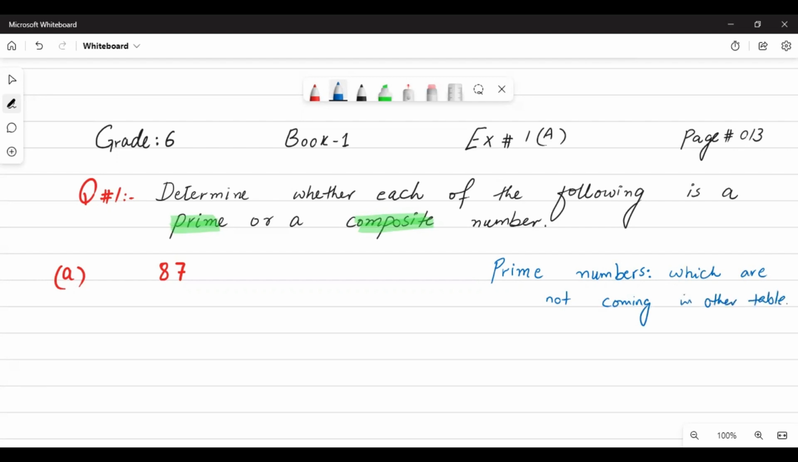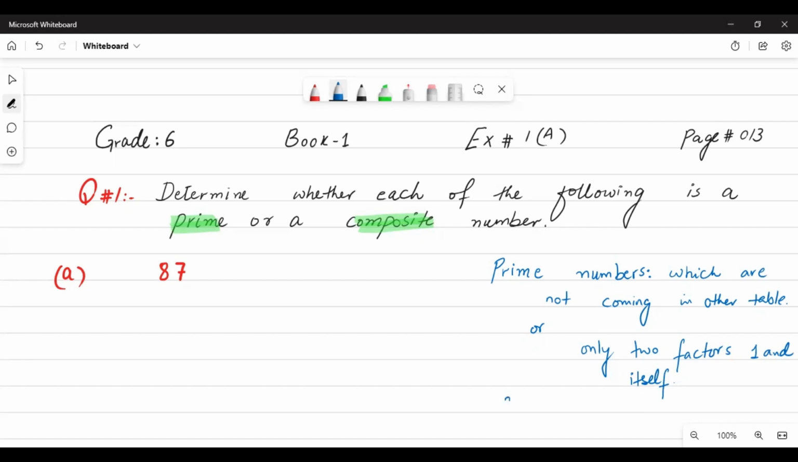Or the proper definition is that prime numbers have only two factors. Which two factors? Factors 1 and the number itself. I can give you the example of the prime numbers.